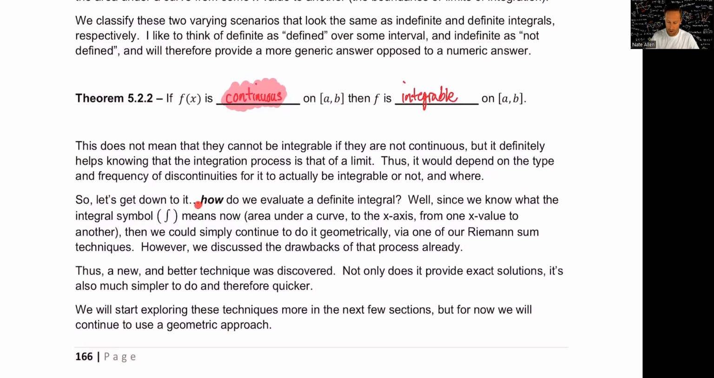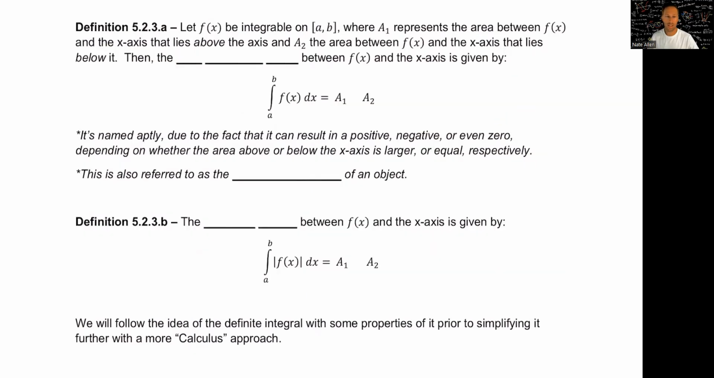So we want to talk about how to evaluate that definite integral. How do we find that area under the curve using this shortcut of integration rather than that Riemann sum approximation? But we're not quite there yet, unfortunately. We're going to continue to use geometry and those rectangles or other shapes that we know and hopefully can think of without graphing in order to find the area over some interval. So let's take a look at a few more definitions before we move on.